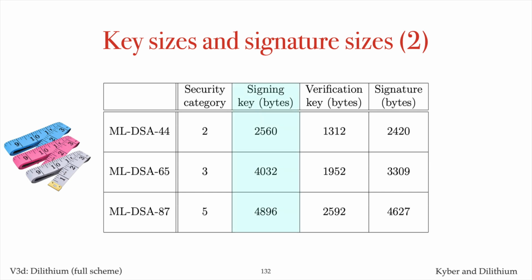Here are the signing key sizes, the verification key sizes, and the signature sizes for the 3 Dilithium parameter sets. Key sizes and signature sizes are significantly larger than for RSA and elliptic curve systems. When migrating from RSA and ECC to Kyber and Dilithium, these increased sizes will be challenging to deal with in some scenarios.